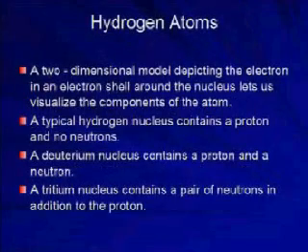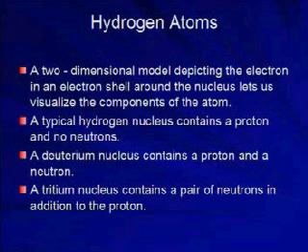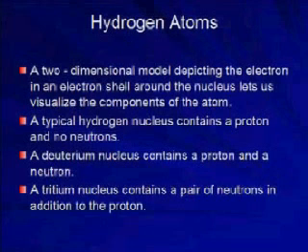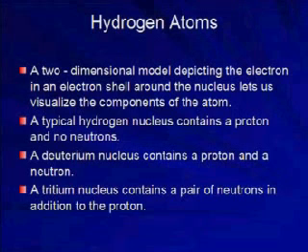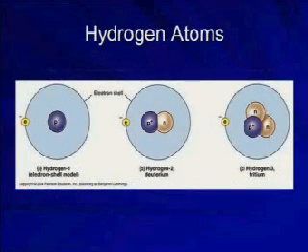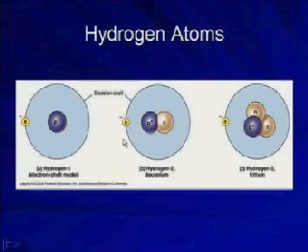A two-dimensional model depicting the electron in an electron shell around the nucleus lets us visualize the components of the atom. A typical hydrogen nucleus contains a proton and no neutrons. A deuterium nucleus contains a proton and a neutron. A tritium nucleus contains a pair of neutrons in addition to a proton. Here's an illustration that gives you an example of the various types of hydrogen atoms and how they can exist.